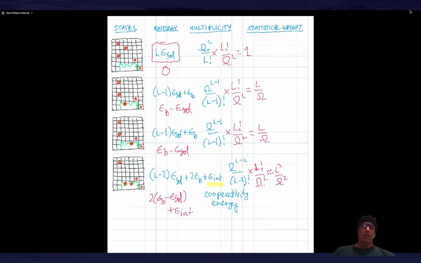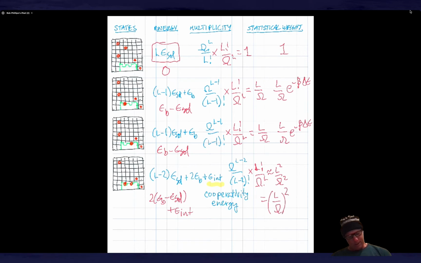So that's what happens if we adopt this simplification. And so the statistical weights are 1, L over omega e to the minus beta delta epsilon. I'll say what beta is in a moment. L over omega e to the minus beta delta epsilon. And then this last one is L over omega squared e to the minus 2 beta delta epsilon plus epsilon int.